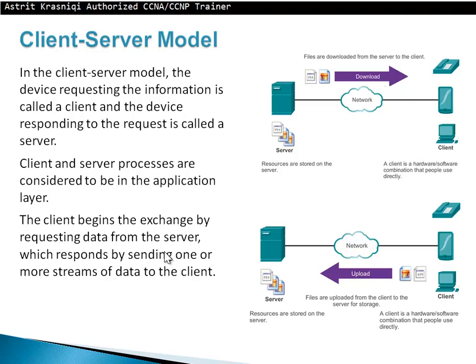The client begins the exchange by requesting data from the server, which responds by sending one or more streams of data to the client. So a client asks for some data from the server, and the server will respond by sending the stream to the client. When we are getting something from the server, that's considered a download. So when we are receiving a file from the server, it's considered a download. When we are sending a file to the server, it's considered an upload.